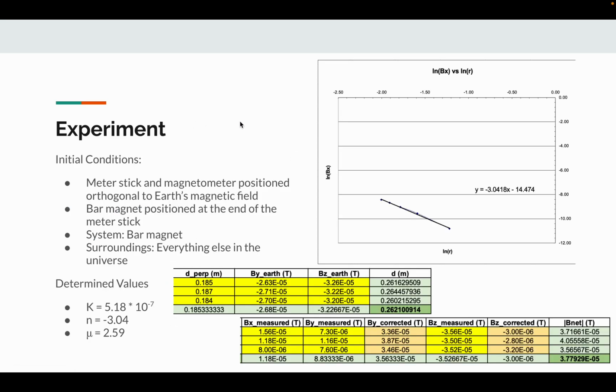In our experiment, the initial conditions were that the meter stick and the magnetometer were positioned orthogonal to Earth's magnetic field, and the bar magnet was positioned at the end of the meter stick, with the system being the bar magnet and the surroundings being everything else in the universe. This was the graph that was created from the values that were found during my experiment.